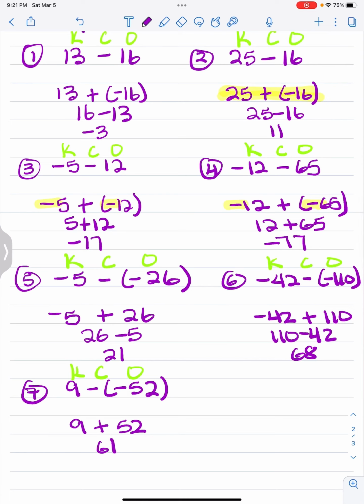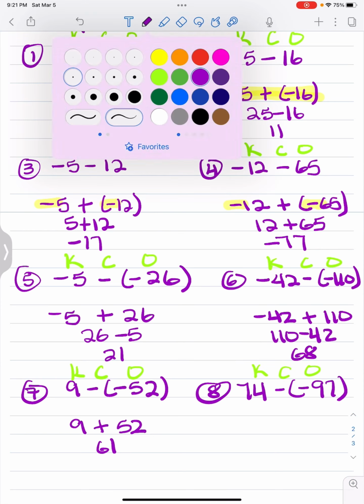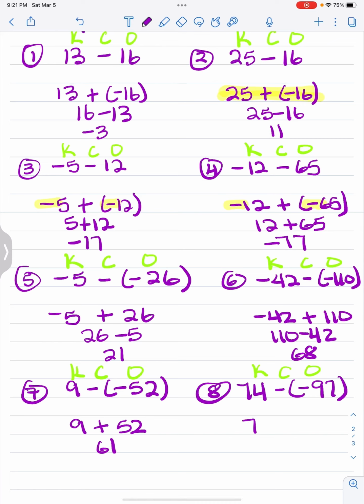Let's look at one last example. 74 minus negative 97. Again, keep, change, opposite. 97 plus 74 is 171.